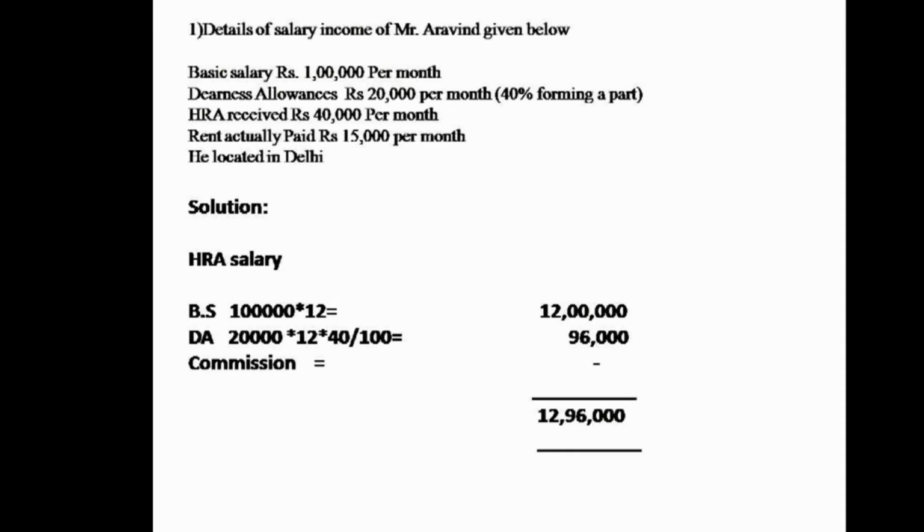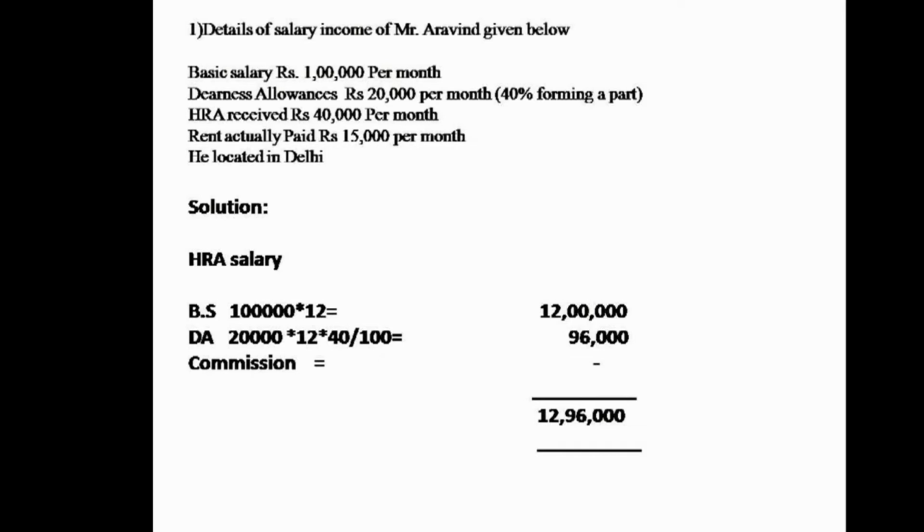Now we see the solution. Before applying the rules, we have to see what HRA salary is. We have to find out the amount of HRA salary. I said already, HRA salary consists of 3 components. Basic salary: this basic salary is 1 lakh, which is given per month. So 1 lakh into 12 gives the per year value, that is 12 lakh. Second one, DA allowance. I already said that for HRA calculation, we have to take only the forming a part portion.